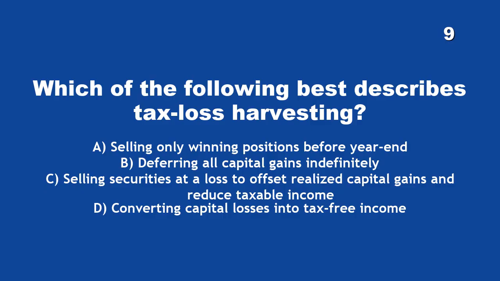Which of the following best describes tax loss harvesting? Option A, selling only winning positions before year-end. Option B, deferring all capital gains indefinitely. Option C, selling securities at a loss to offset realized capital gains and reduce taxable income. Option D, converting capital losses into tax-free income. The correct answer is C, selling securities at a loss to offset realized capital gains and reduce taxable income.